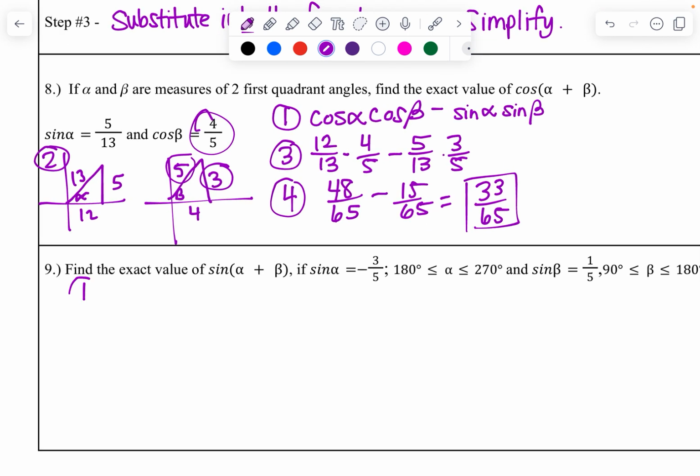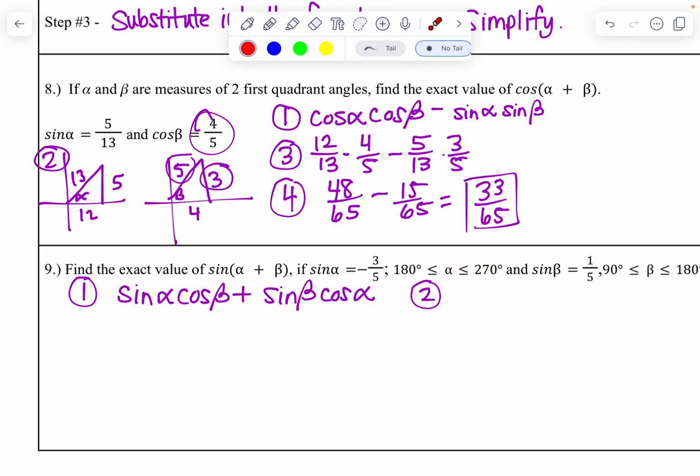All right, so number 1, let's write the formula. So it'll be sine of alpha cosine of beta plus sine of beta cosine of alpha. And number 2, I'm going to draw my diagrams. So they're telling me it's between 180 and 270, which means I'm in quadrant 3. So here's alpha, and they're telling me the sine is negative 3/5. So again, this is a 3, 4, 5 right triangle. So then that would be negative 4 since we're in quadrant 3. Both x and y are negative.